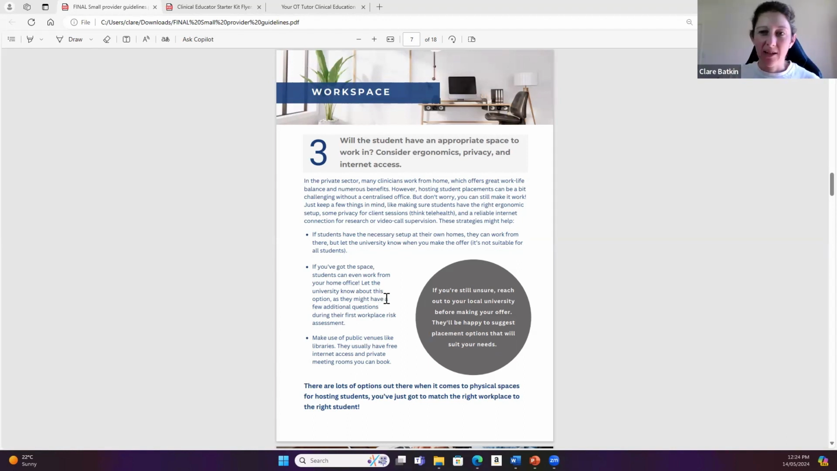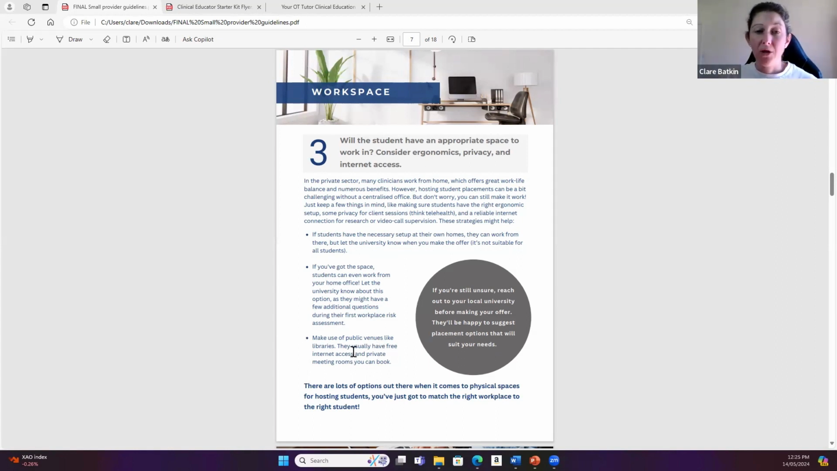And even just things like, do you have pets? Make sure you let the university know so they don't send someone with a pet allergy as your student if you're going to be working from a home office. But also remember there are public venues available. So libraries often have meeting spaces that you can use for free, and they will have internet access for free, all those sorts of things. So there are ways around it, even if you don't have a central meeting place.